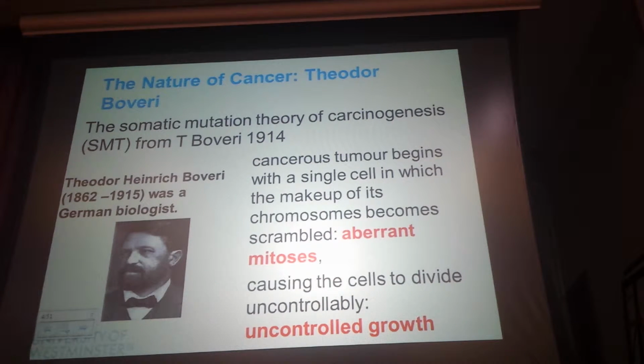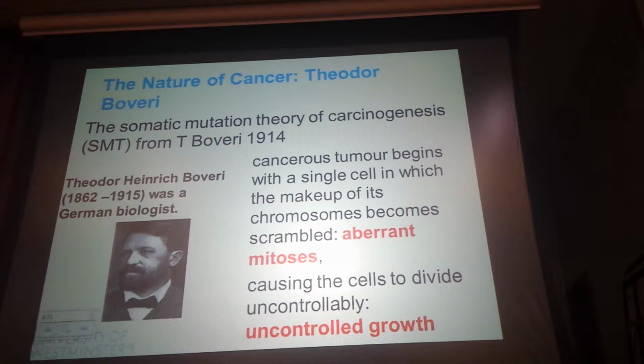And again, at the time, there was no concept of genes, but he was working on sea urchins, and he understood that some cancers were happening from one single cell. So cancer, tumors, it's a clonal disease. It originates from one cell that had acquired a genetic change, and then later on, this cell acquires more mutations, as you will see later on.